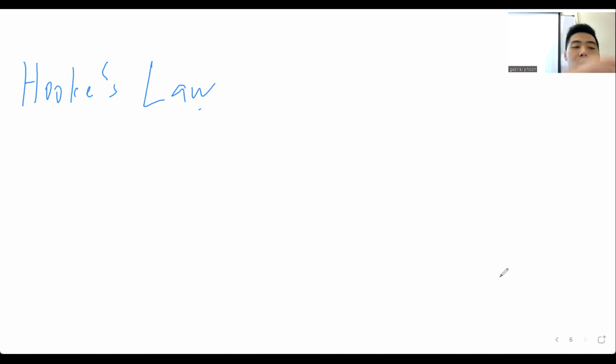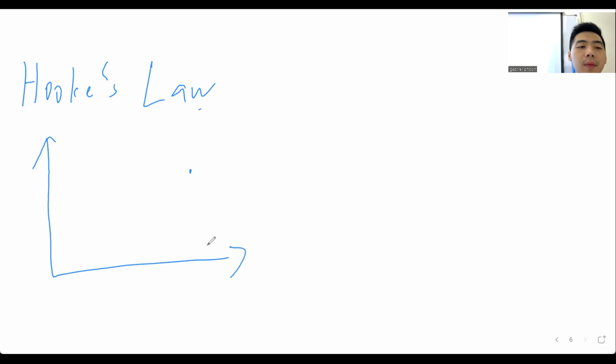If I think about the graph of a spring, it will look something like this. On a force versus extension graph, if I apply a certain force, it will extend a certain amount. If I apply a greater force, it will extend a greater amount. If I apply an even greater force, it will extend a greater amount, all the way until one specific point only. That one specific point is known as the elastic limit. Once I reach the elastic limit here, it will no longer behave directly proportionally.